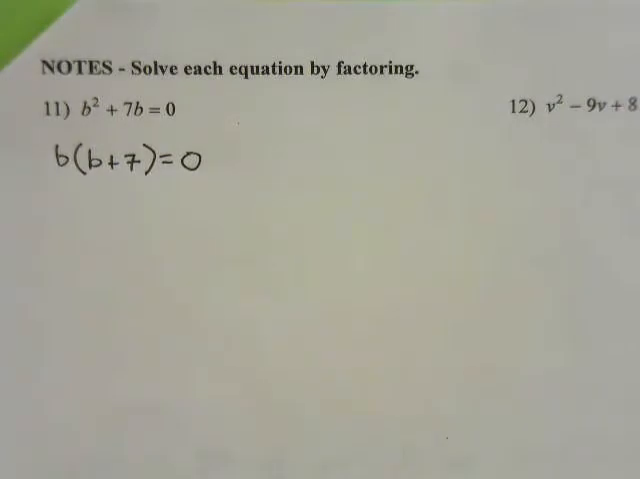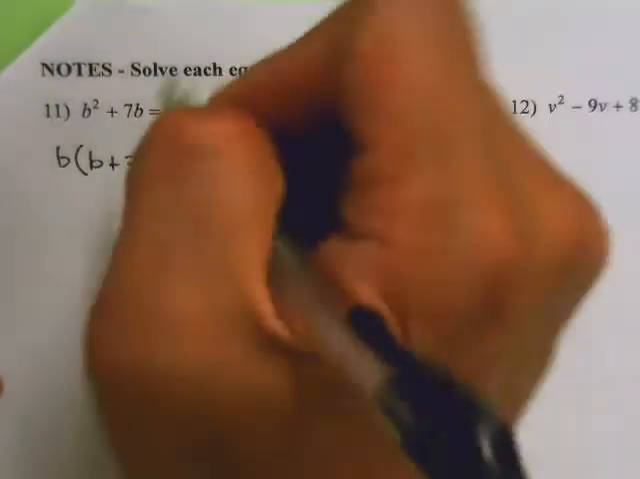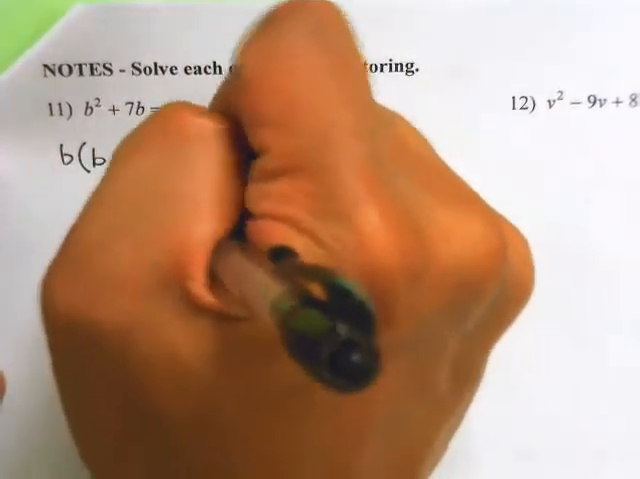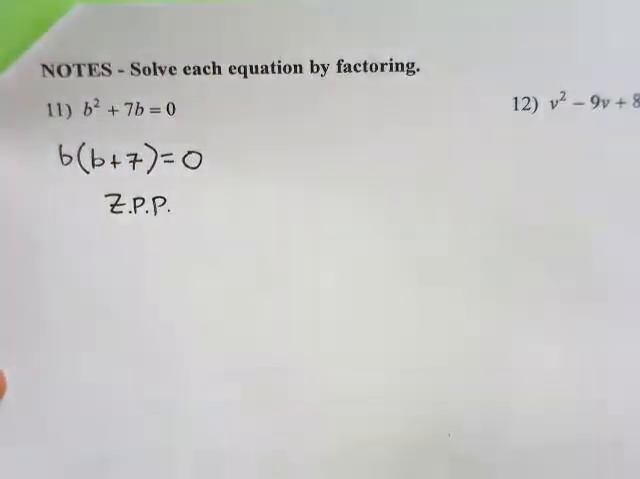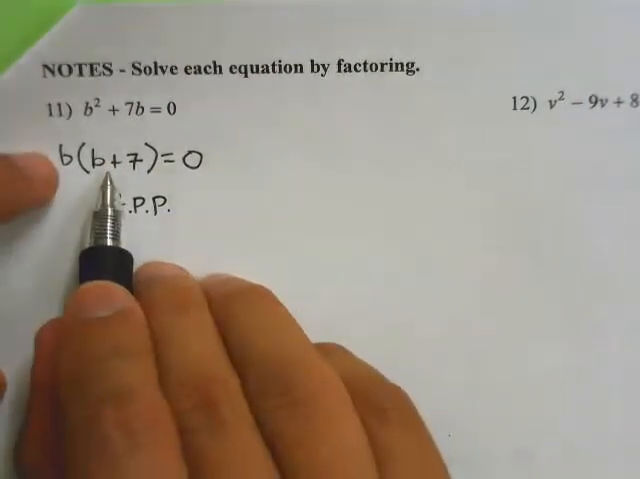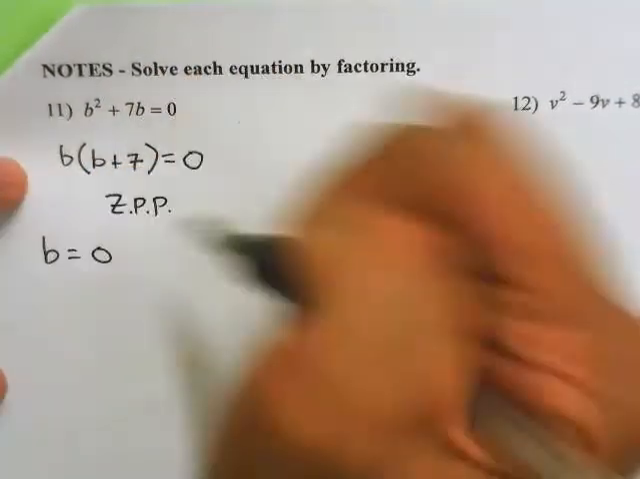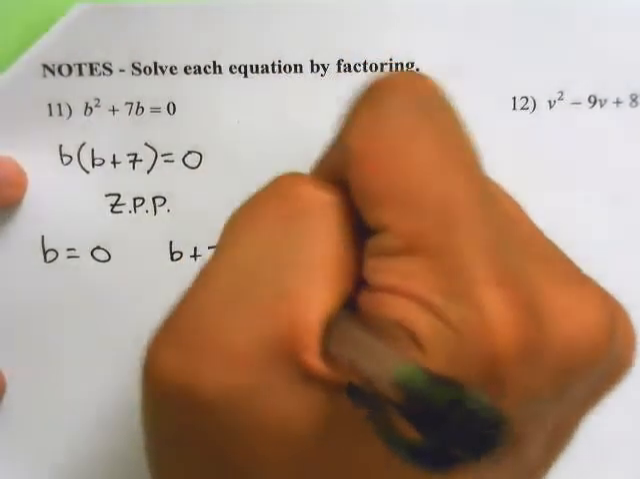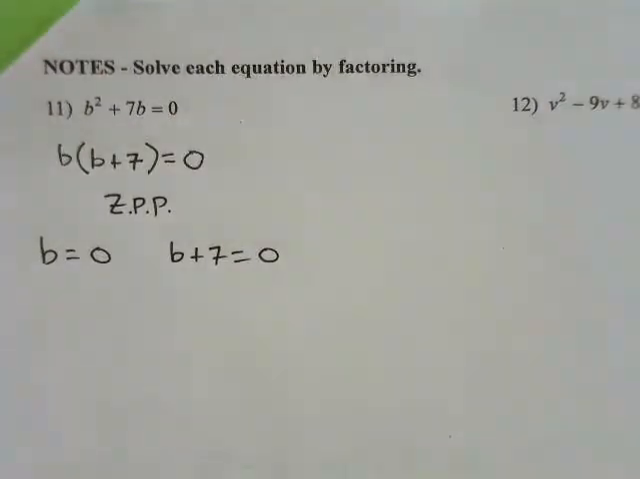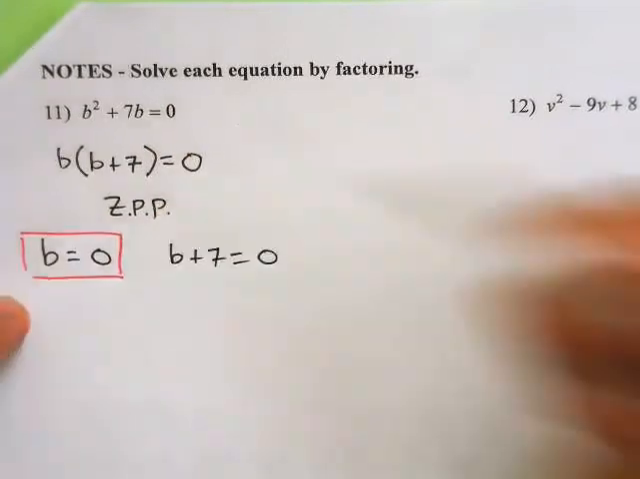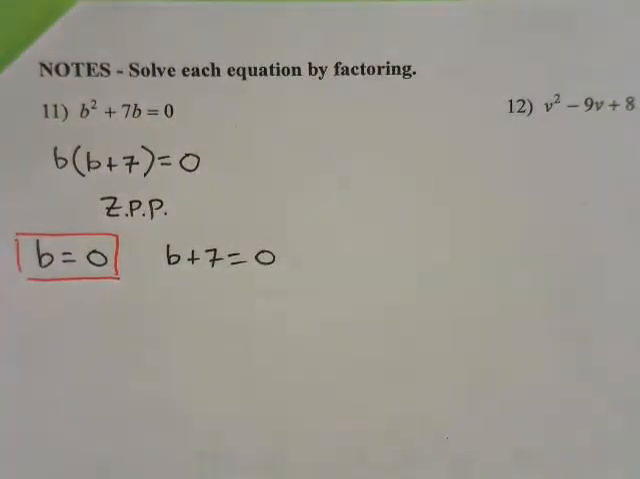Okay. What's going to happen is you're going to apply what's called zero product property, or ZPP. So what it is you're going to set these two products equal to 0. What I mean is b is equal to 0, or b plus 7 is equal to 0. So you're going to have two different answers. This one is already solved. So your first answer, it can be a 0.